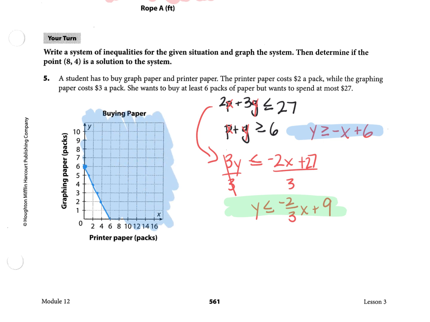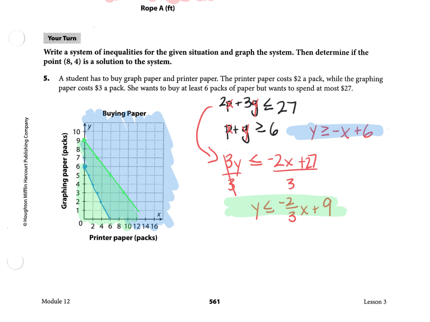Then for the green one, it starts at 9 and goes down 2 over 3. Keep in mind the axes are not going by the same amount. The bottom goes by 2 and then the side goes by 1s. It is also solid and it should be shaded below.